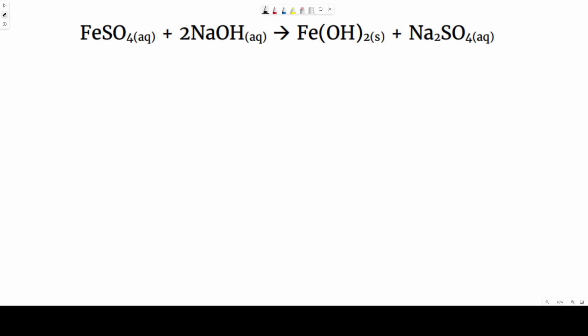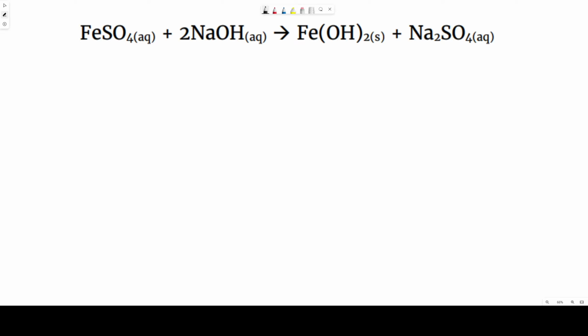So for this part, when we have ionic, the question gives us iron sulfate in aqueous form plus sodium hydroxide gives us iron hydroxide plus sodium sulfate. Now we have to find the ionic equation and the net ionic equation.